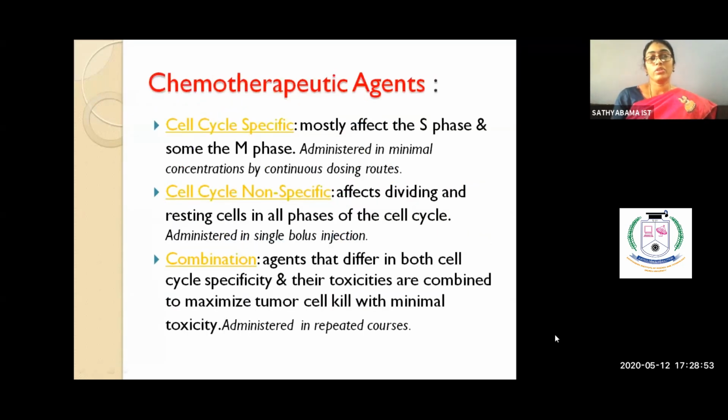So again, your chemotherapeutic agents. What do they do? They are going to be cell cycle specific. The S phase, M phase, and so on are the growth phases of your cell cycle, your mitosis. It affects the S phase and some of the M phase. A minimal concentration you're going to give, so it goes and hits only the S phase or the M phase.